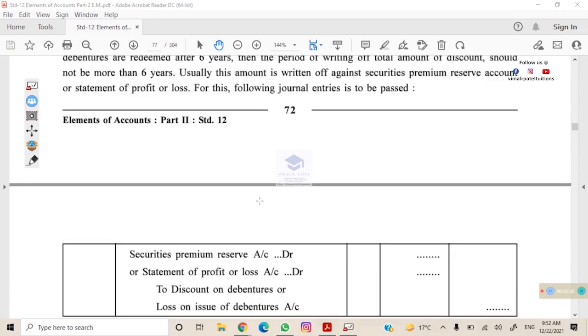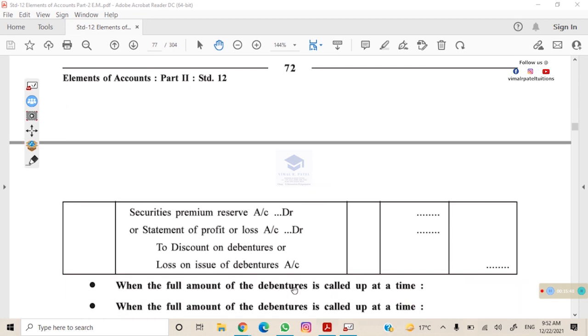Now debenture discount can be written off against the balance of security premium or it will be debited to P&L account. So entry will be security premium reserve or statement of profit or loss to discount on debenture or to loss on issue of debenture.